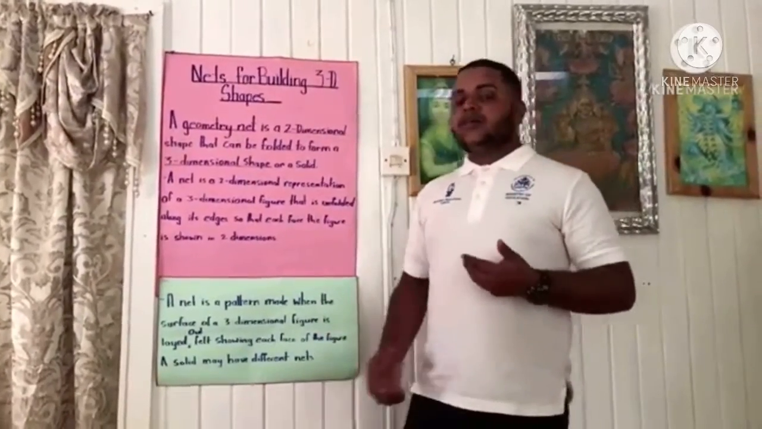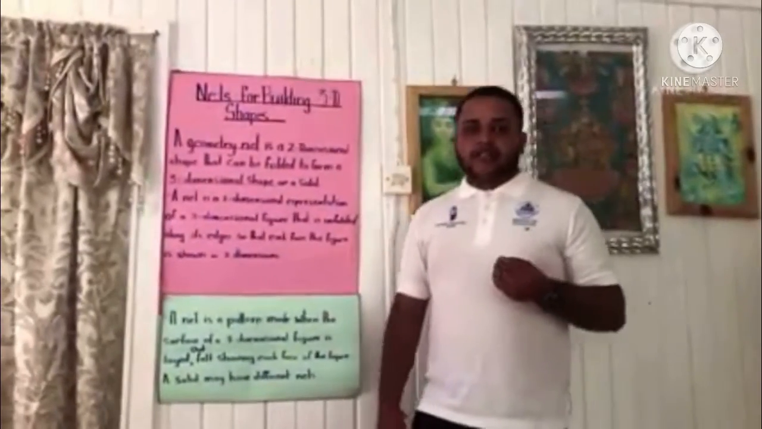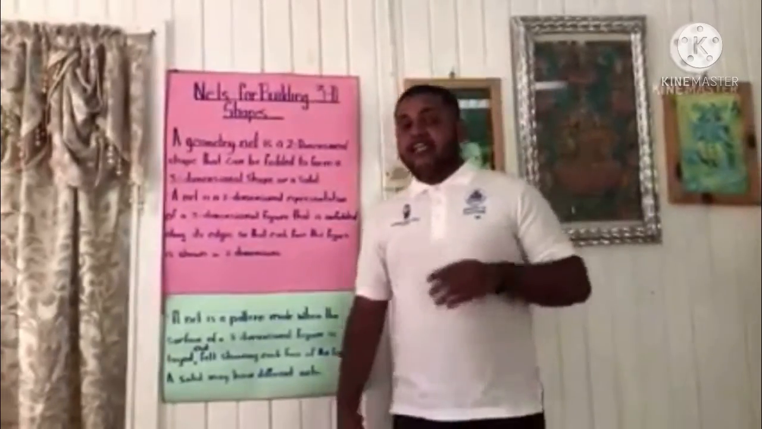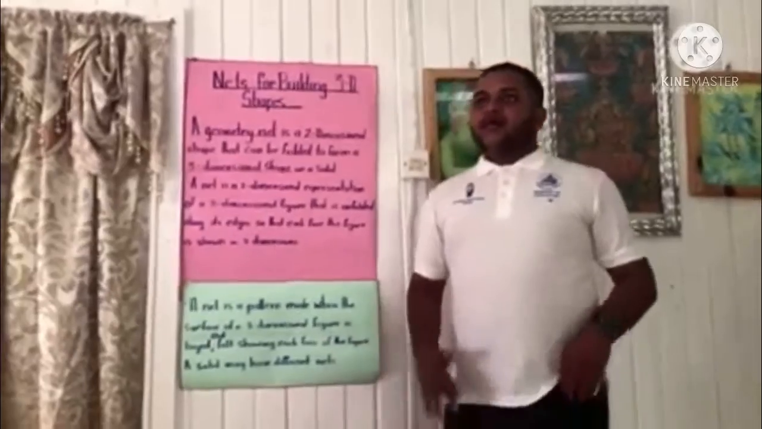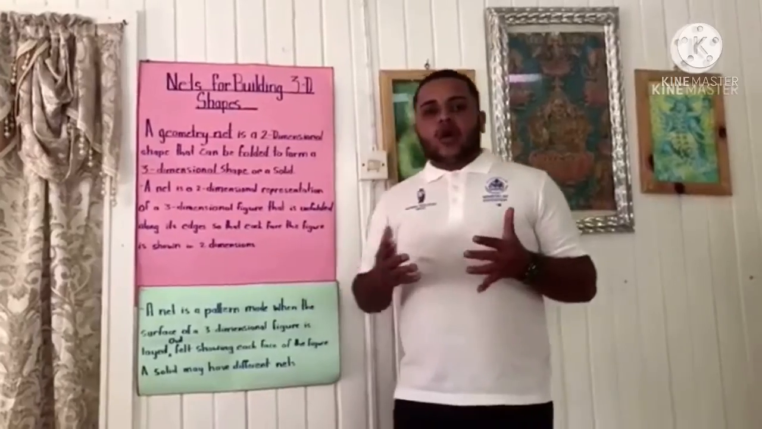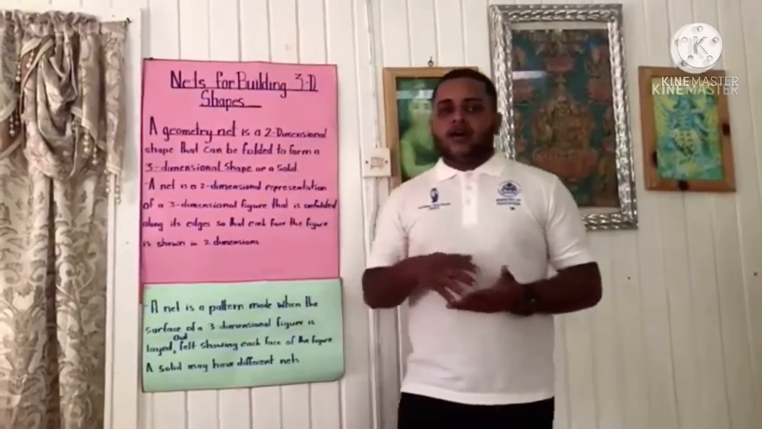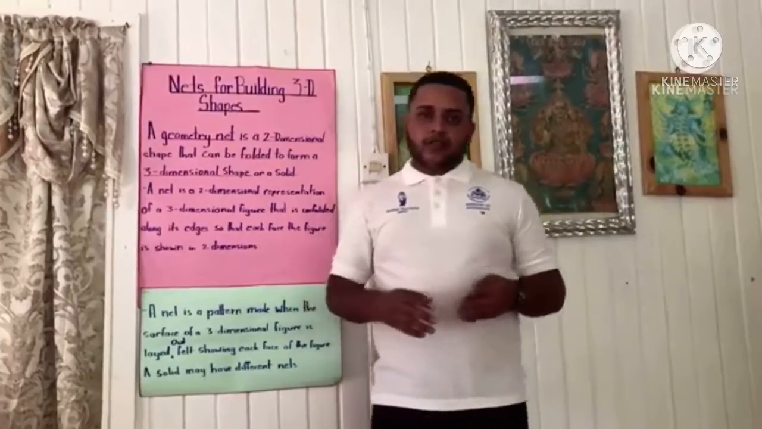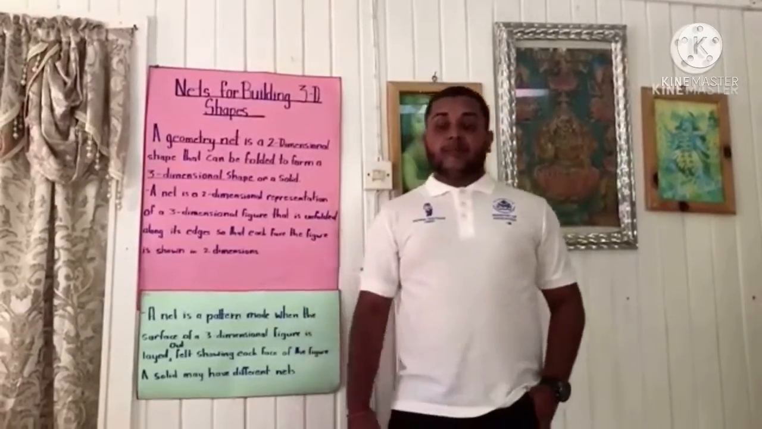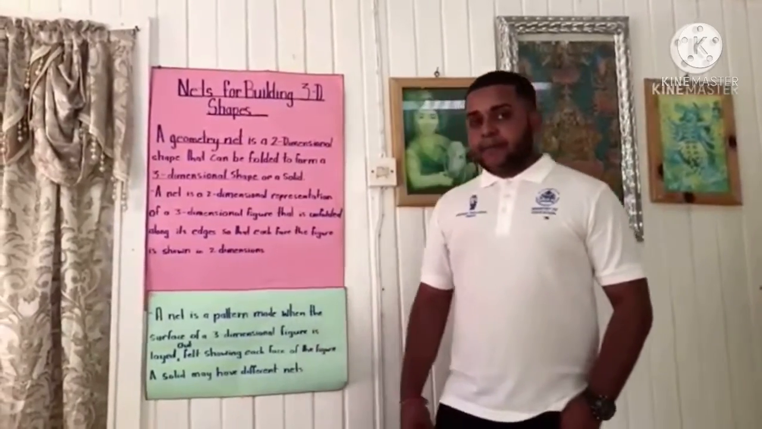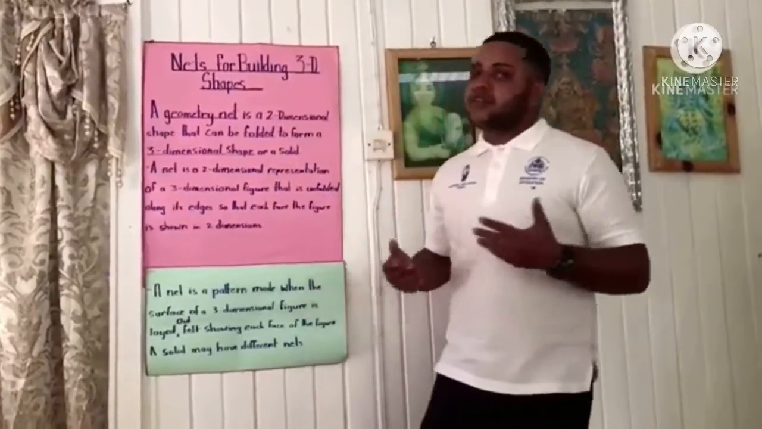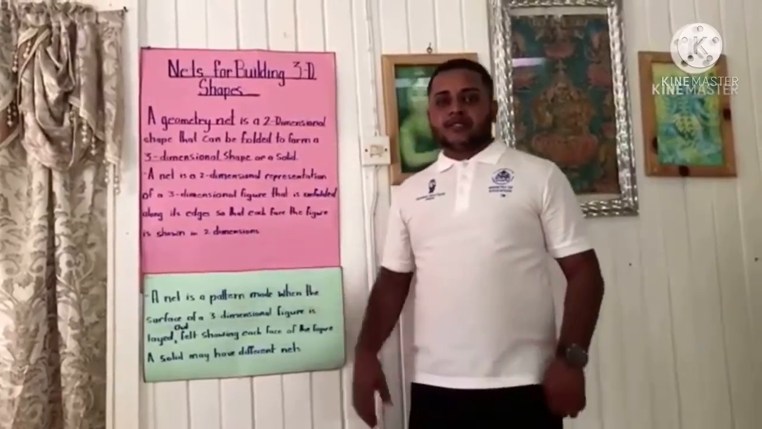Now we all know that solid shapes are what kind of shapes? Three-dimensional shapes. Very good. Now geometry nets basically have to do with the two-dimensional form of the solid shapes. What does it have to do with? A two-dimensional form of a solid shape. Yes, the two-dimensional forms of solid shapes. Now, yes, we're looking at geometry nets, but I want you to tell me what are geometry nets.